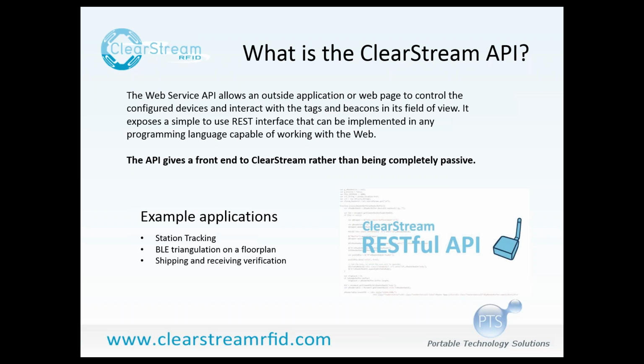And then through this outside application that's using the ClearStream API, you can see that data and look at it, triangulate it, and you can see now where beacons are within a facility down to a certain level of accuracy.